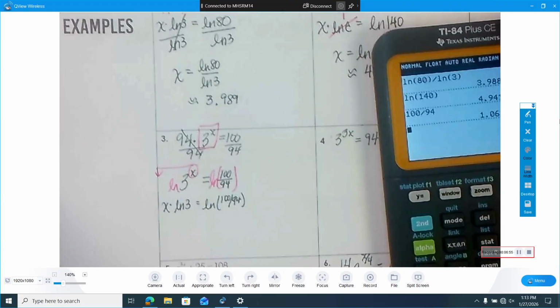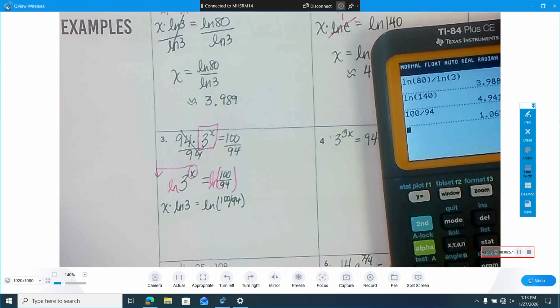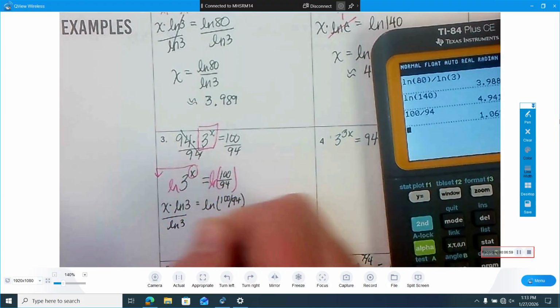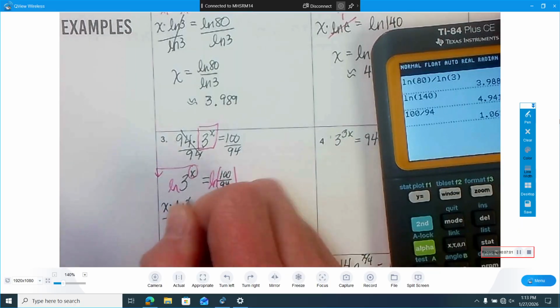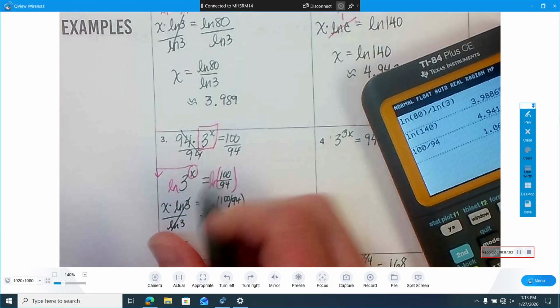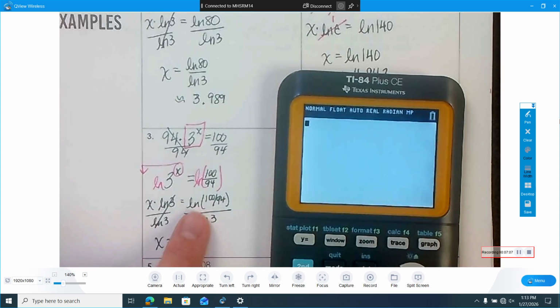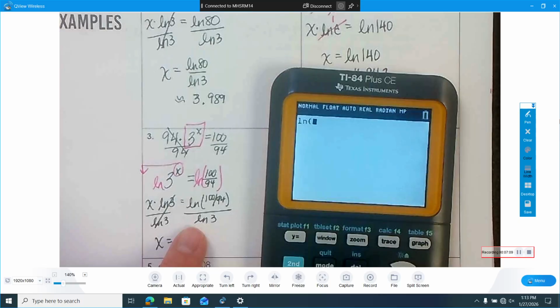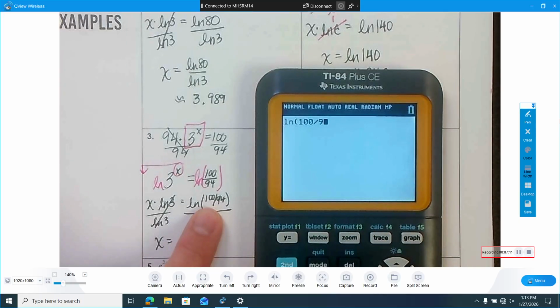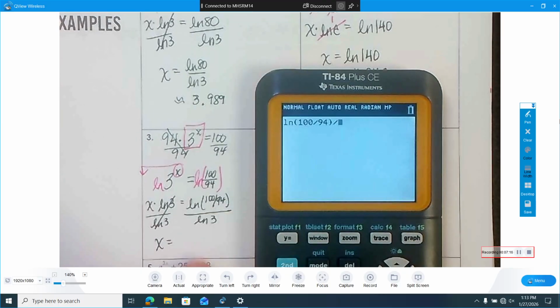And then how do I get x by itself? Divide by the natural log of 3. So x equals all this mess. What I'm going to do is type it in. I have the natural log of 100 over 94, so that's my numerator, divided by the natural log of 3.